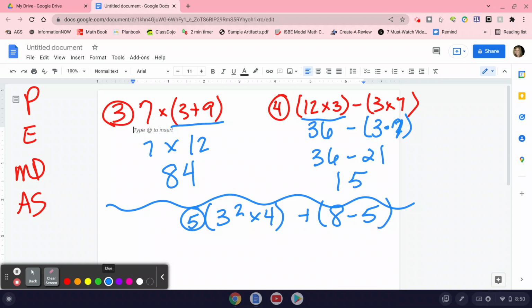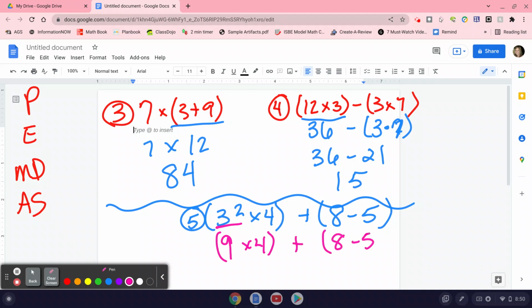Okay, who can help me with number 5? Haley, what do I do first? 3 to the second power times 4. Okay, 3 to the second power is the first thing I'll do there. What math is that telling me to do, Sophia? 3 times 3. Okay, what is 3 times 3? 9. So I have 9 times 4 plus 8 minus 5. What do I do next, Reese?